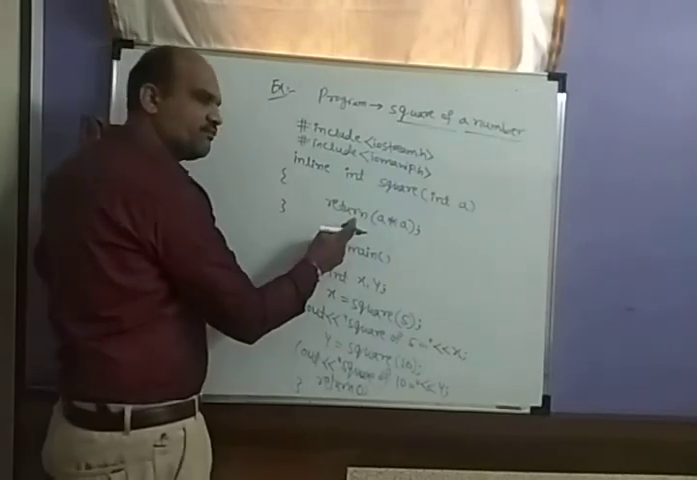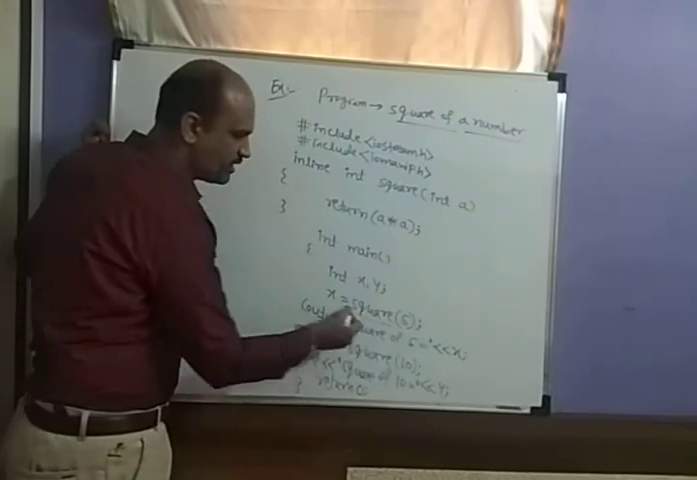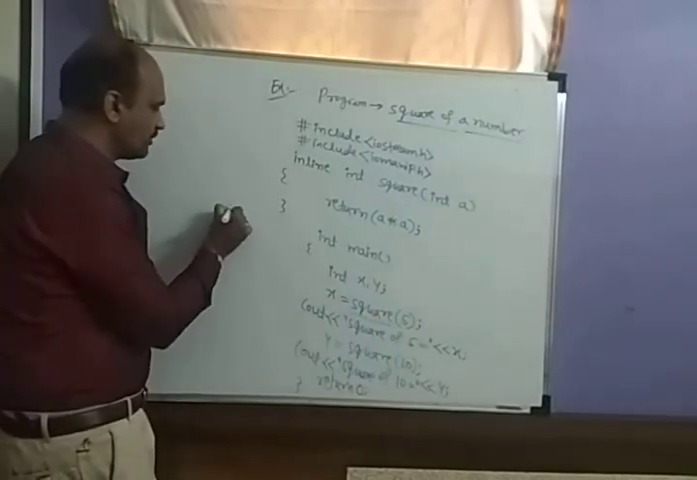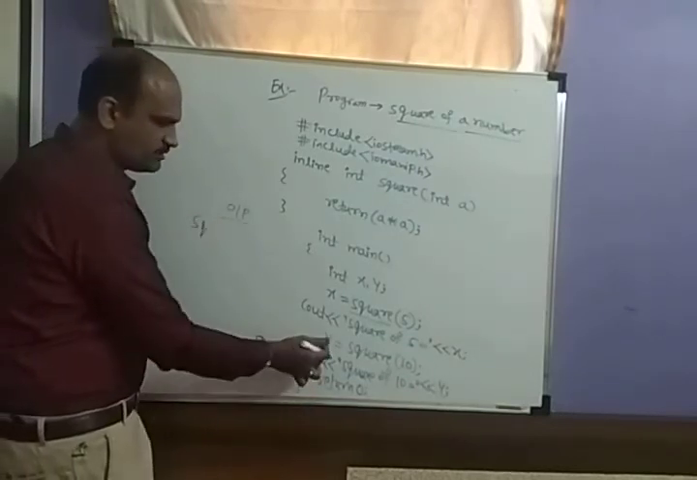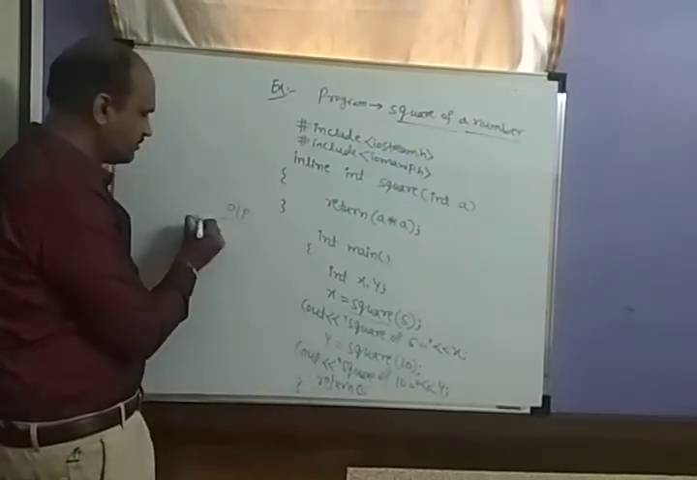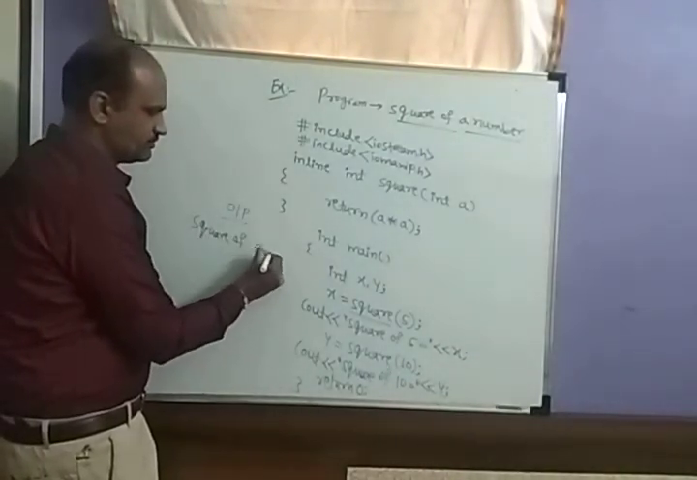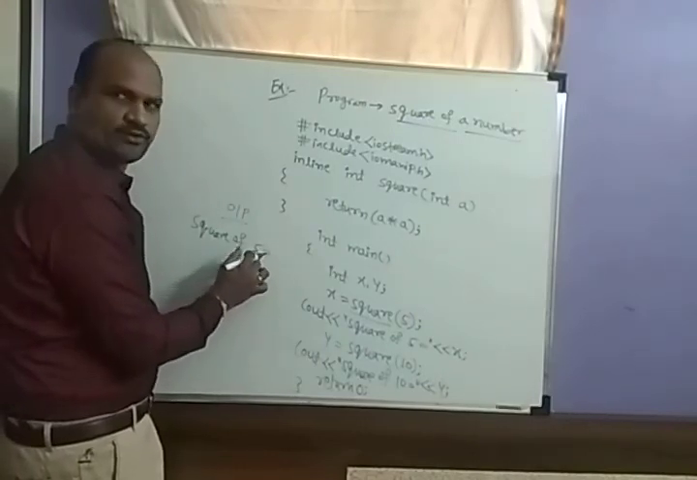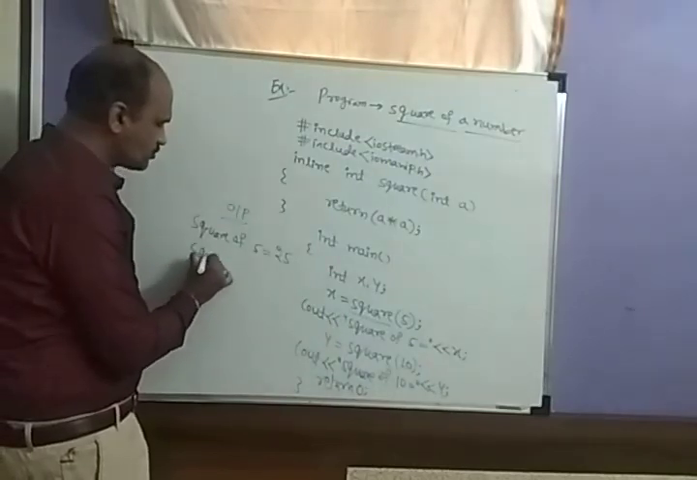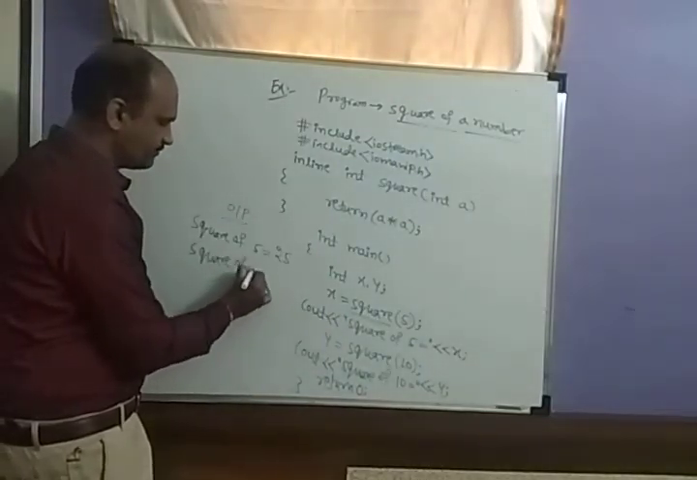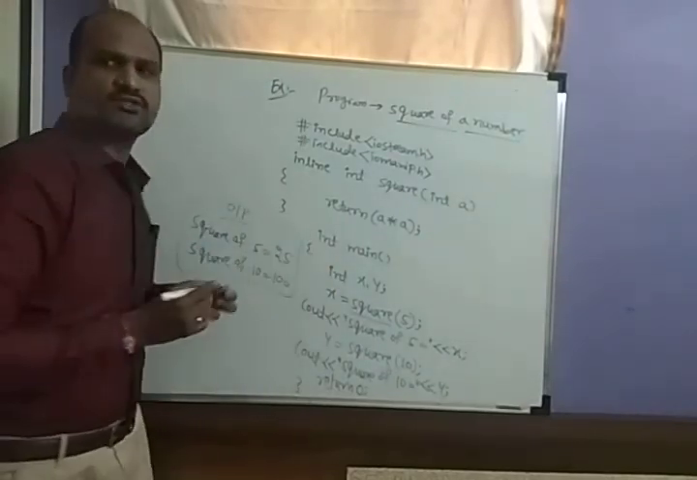So here the function call is here and here we are writing the function, square is the function. So what will the output be? There are two printing statements. Square of 5 is equal to what? The square of 5 is 25, it will print. Then the other one, square of 10, it will print 100. This is the output for this small program.